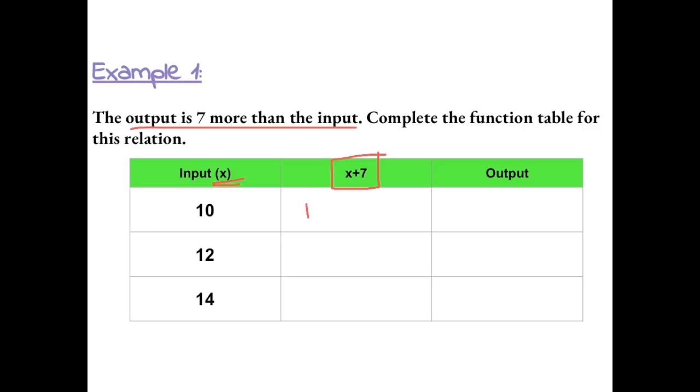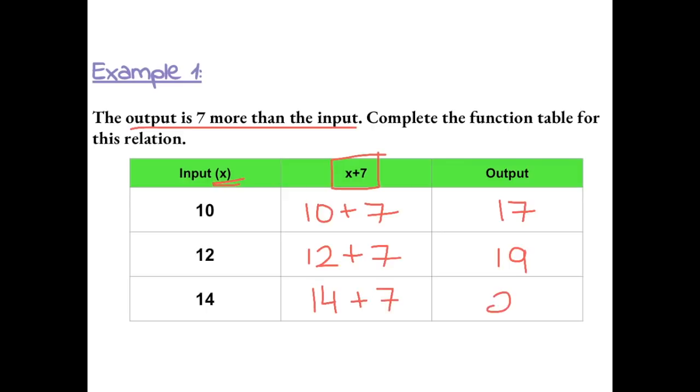So my first input is 10, which we can plug in for x, add 7 to it to get our output of 17. My next input is 12, which we can put in for x, add 7 to it to get 19. My next input is 14. We can add 7 to it to get 21.